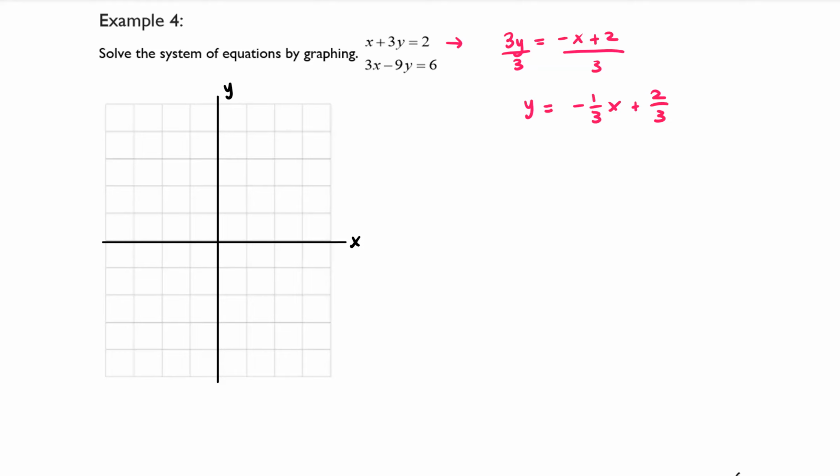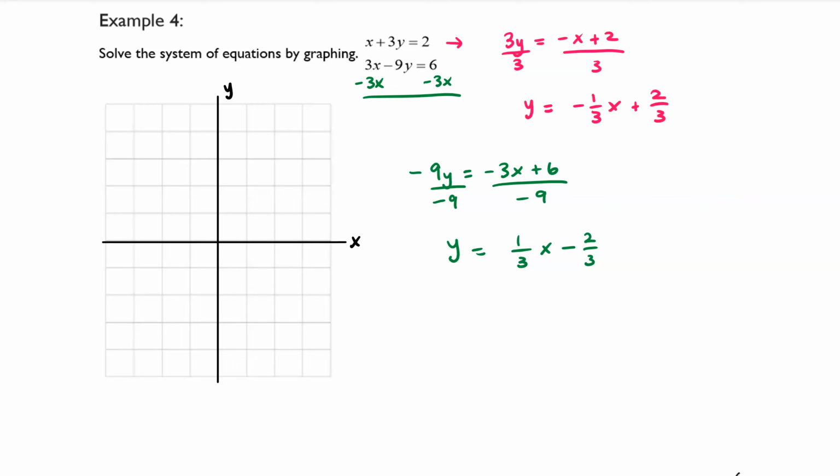And if I subtract 3x from both sides in our second equation, I get negative 9y is equal to negative 3x plus 6, and then I want to divide both sides by negative 9, and that will give us y equals 1/3 x minus 2/3.